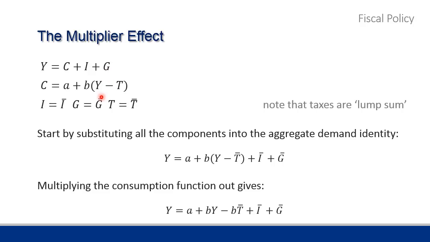So below we have the income identity, Y is equal to C plus I plus G, or by replacing with the functional forms, we have that Y is equal to a plus b times (Y minus T bar) plus I bar plus G bar. And we can multiply out some of this consumption function to give us something that's easier to solve. We can say, well, this is equivalent: Y is equal to a plus bY minus bT bar plus I bar plus G bar.